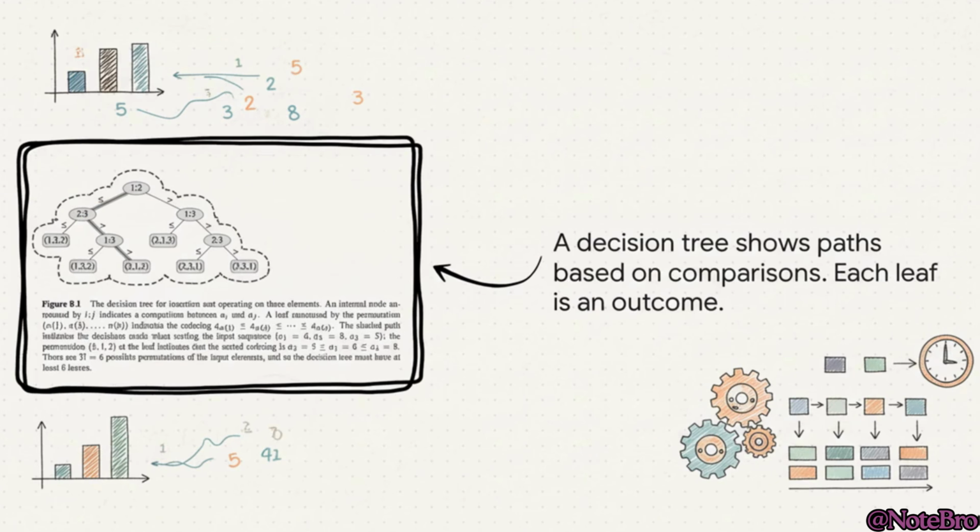We can actually draw this out using something called a decision tree, just like the one you see here. Think of it like a game of 20 questions. Every comparison the algorithm makes, like is A bigger than B, is a fork in the road. This creates this huge branching tree. The algorithm just follows a path down, making one decision at a time until it hits a leaf at the very bottom. And each leaf represents one of those unique sorted outcomes.